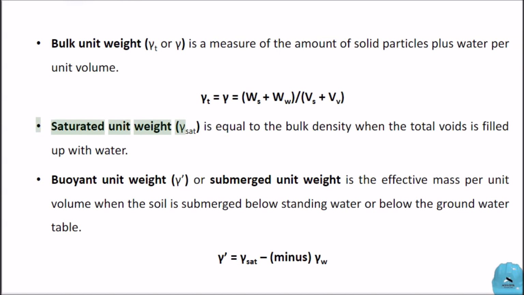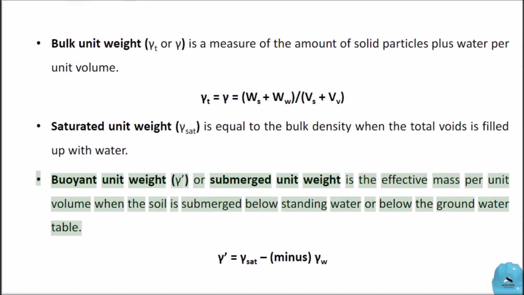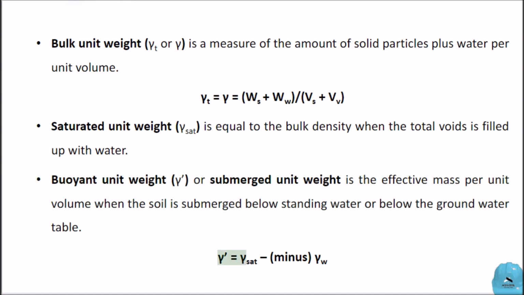Saturated unit weight, γsat, is equal to the bulk density when the total voids is filled up with water. Buoyant unit weight, or submerged unit weight, is the effective mass per unit volume when the soil is submerged below standing water or below the groundwater table. γ' equals γsat minus γw.